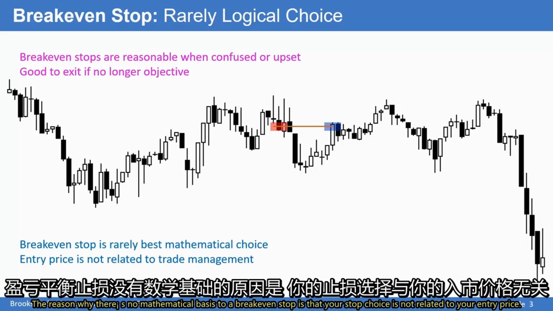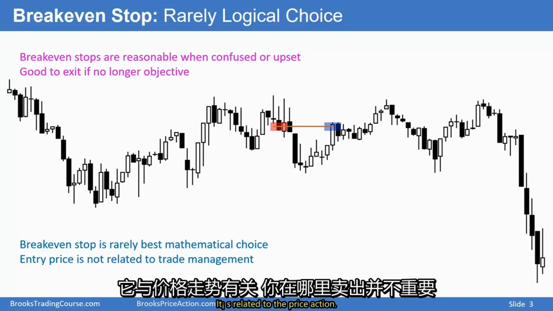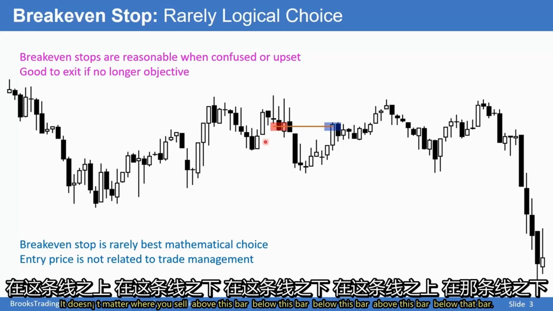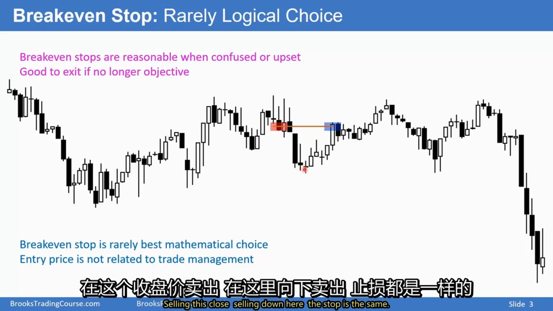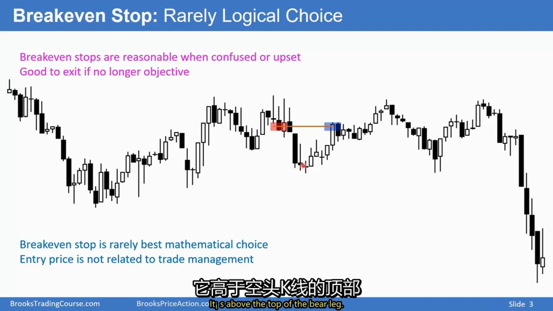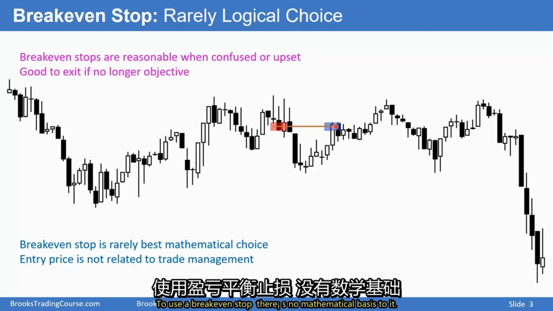The reason why there's no mathematical basis to a break even stop is that your stop choice is not related to your entry price. It's related to the price action. It doesn't matter where you sell, above this bar, below this bar, below this bar, above this bar, below that bar, selling this close, selling down here. The stop is the same. It's above the top of the bear leg. To use a break-even stop, there's no mathematical basis to it.